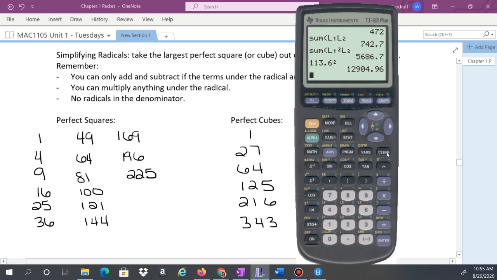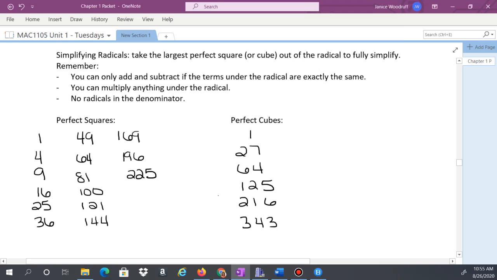I think I have to change the level of sensitivity on here. It's not working. All right, we'll get that fixed eventually.